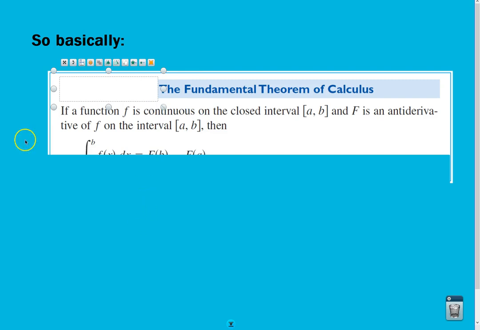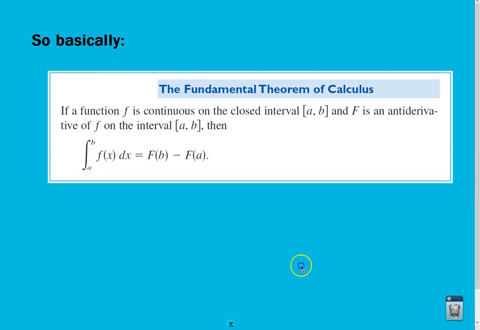Actually, it's called the fundamental theorem. It's the first one. There's actually going to be a second one, but we call this the fundamental theorem of calculus. If a function is continuous on the closed interval from a to b, and capital F is an antiderivative of f on the interval from a to b, then the integral from a to b of f of x dx is equal to the antiderivative evaluated at b minus the antiderivative evaluated at a.